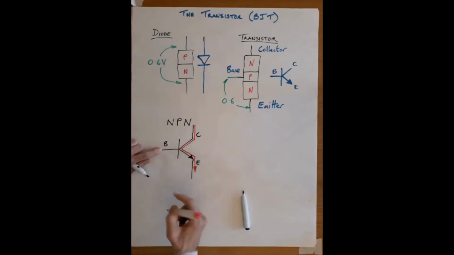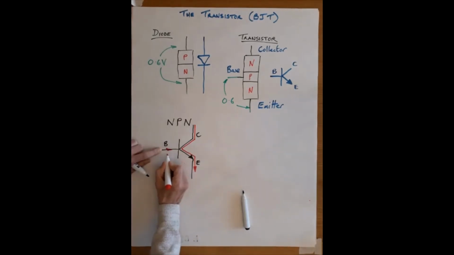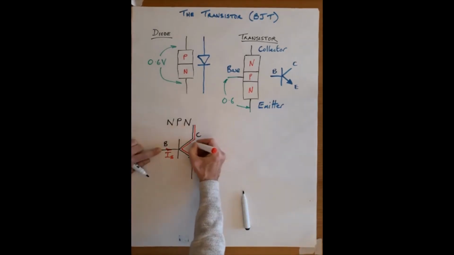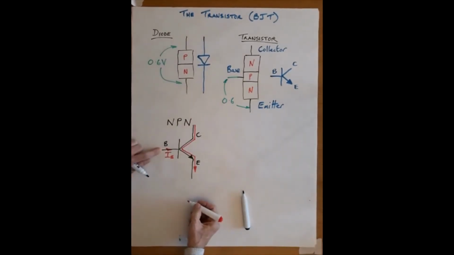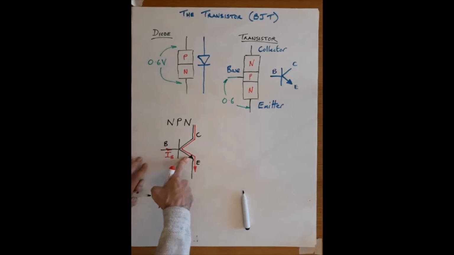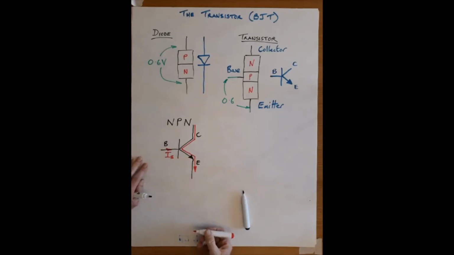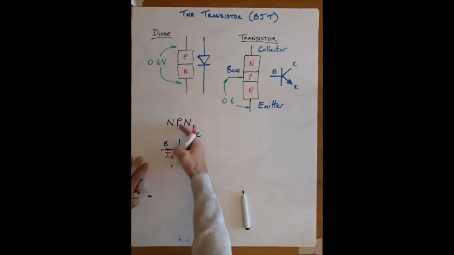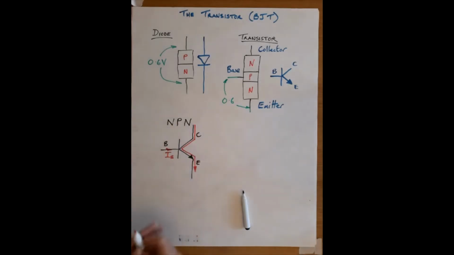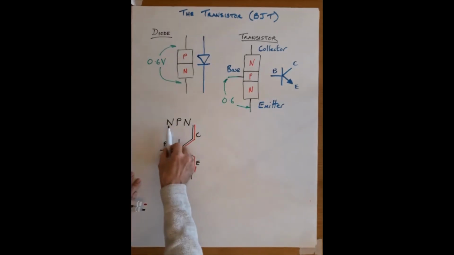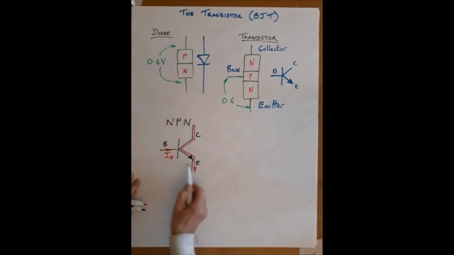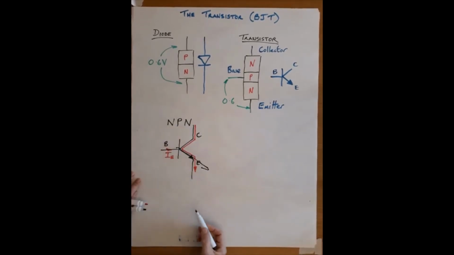So this is how we get it to work. We put a small current into the base and the main current flows in the collector and out of the emitter. So this is the main current flow direction on the emitter terminal. So that is NPN. A quick memory aid at this point is not pointing in. The arrow is pointing out.